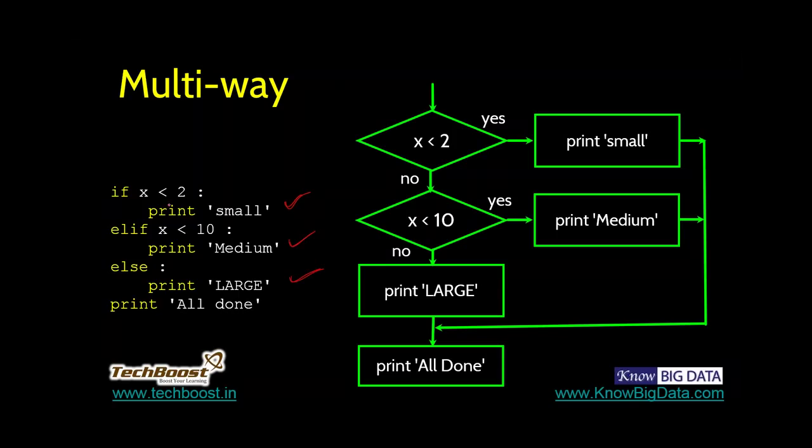This is the place where you should decide to use multi-way decisions. So we say, if x is less than 2, I will print that number as a small number. Elif. Now remember here, we have another third keyword, which is short form for else if.